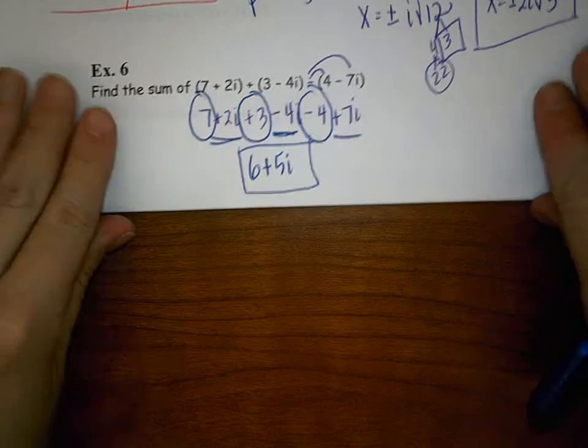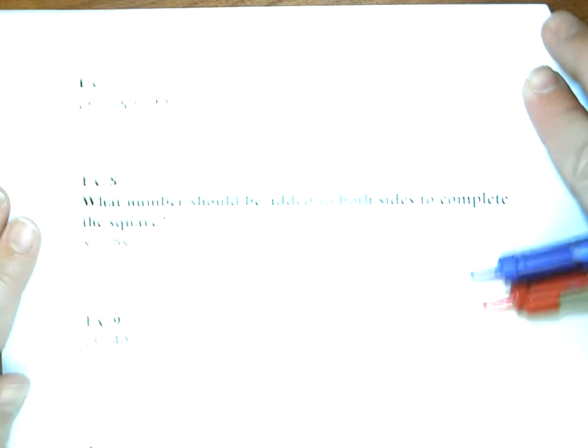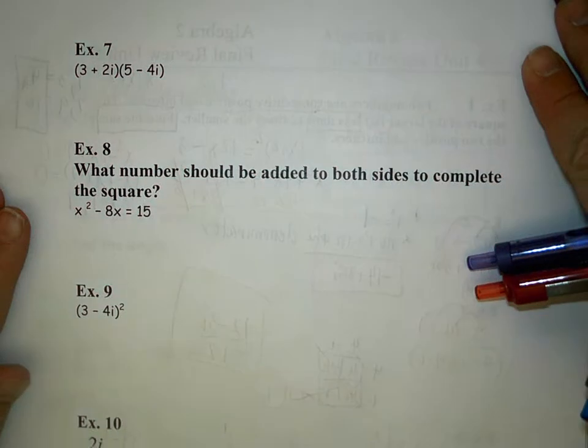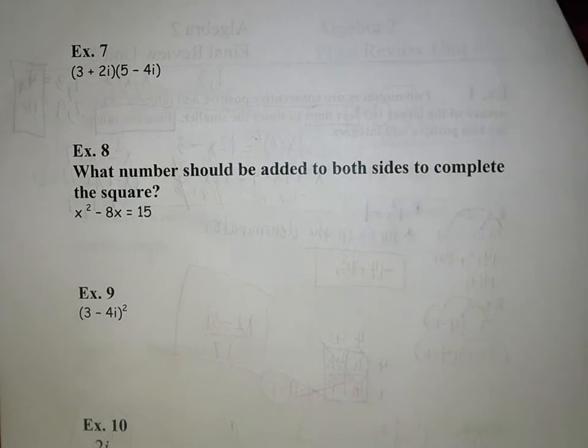Okay, moving on. Example 7. What are you going to do here? You're going to make a box and you're going to multiply it. I'm going to give you a minute to try that on your own. If you want to show me your answers, you can. Unless I'm not here to see your answers.